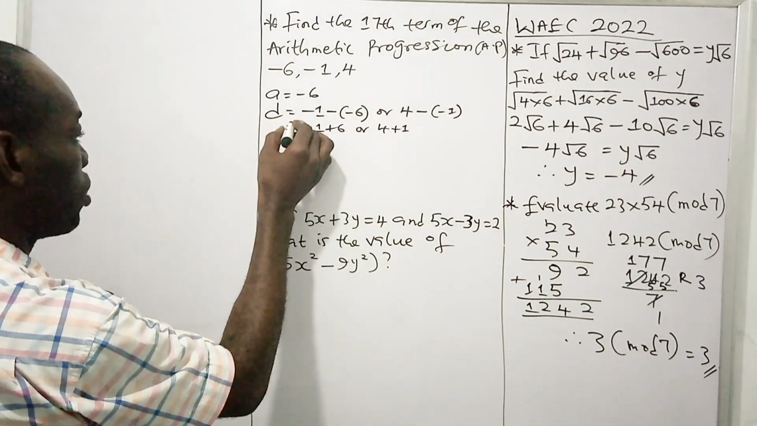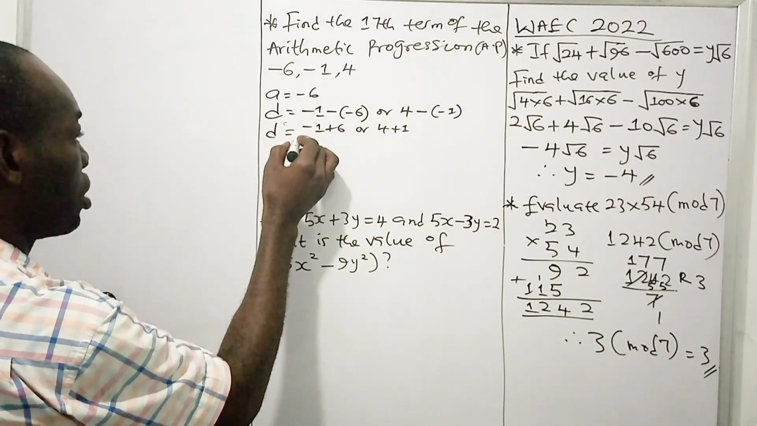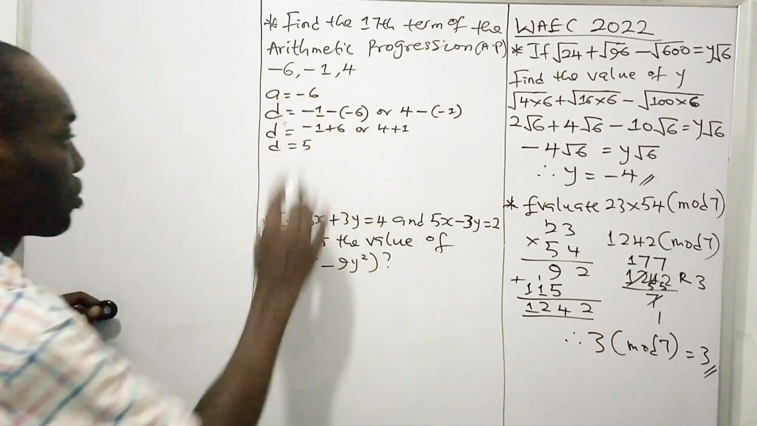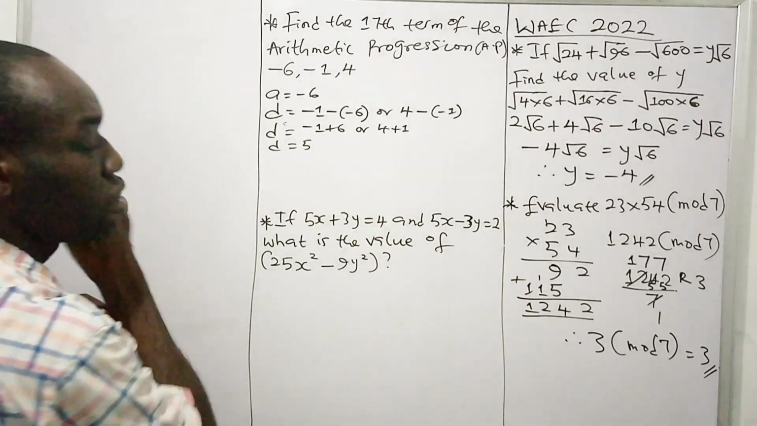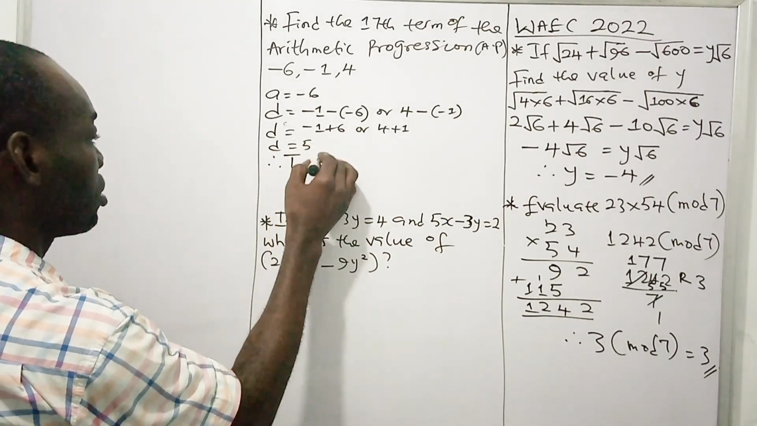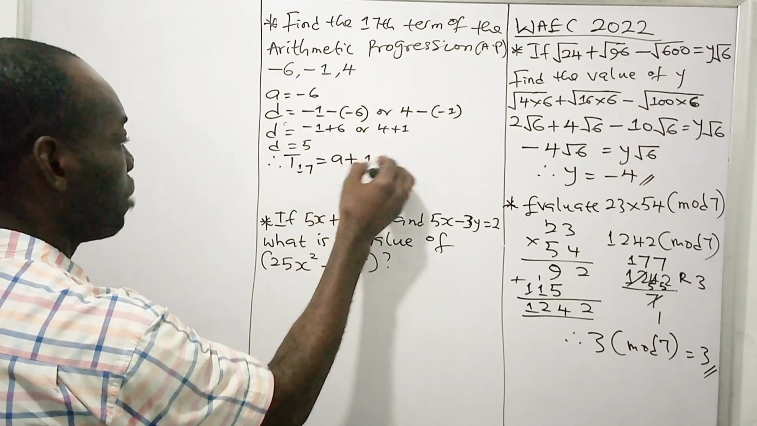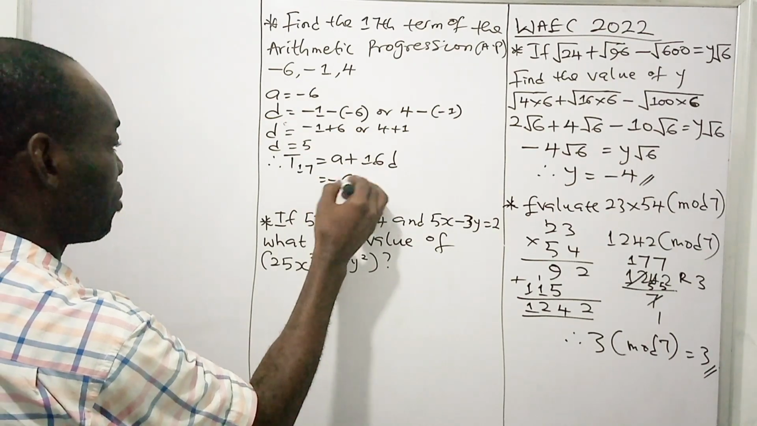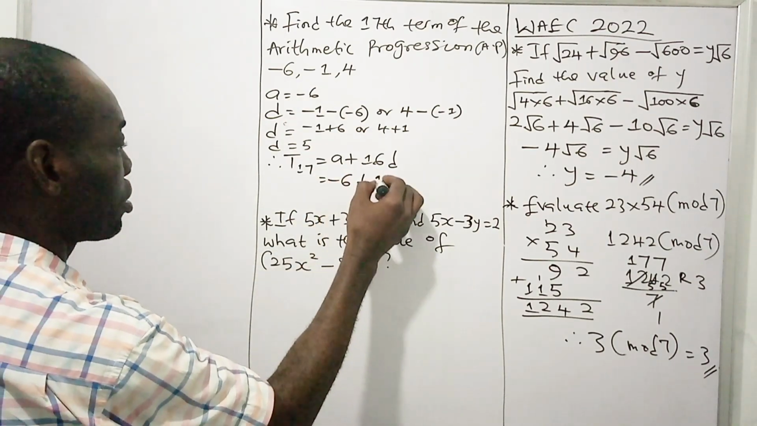Either of them should give us 5. So the common difference is 5. Now, having gotten that, to get the 17th term, which is T17, the 17th term is a plus 16d. And our a, which is the first term, is minus 6, then plus 16.